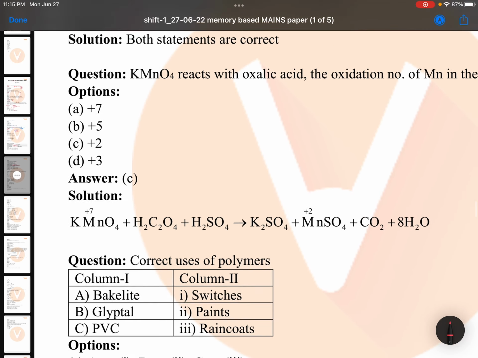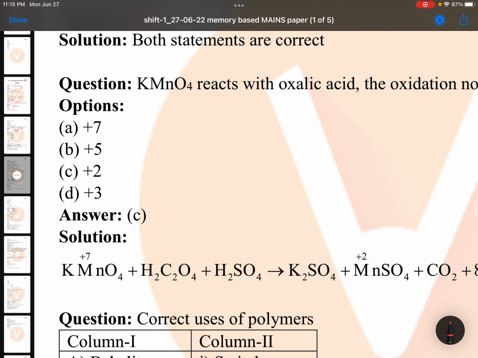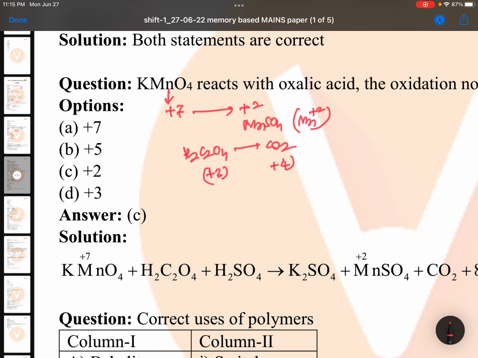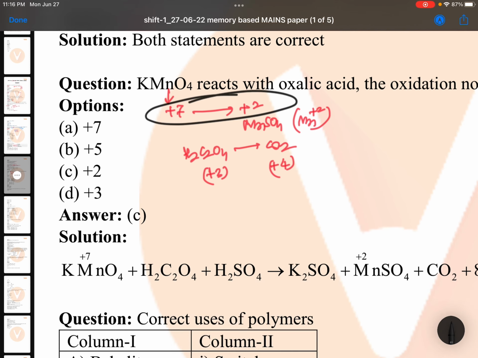KMnO4 reacts with oxalic acid. The oxidation state of manganese in KMnO4 is +7, which changes to +2 in the product, that is MnSO4, or Mn+2 oxidation state. Whereas oxalic acid, H2C2O4, is converted to CO2, and the oxidation state of carbon changes from +3 to +4. Our question is about manganese, so it will be from +7 to +2.